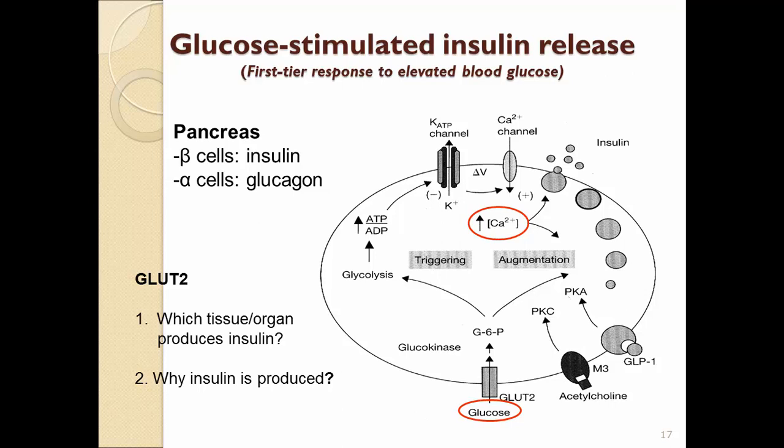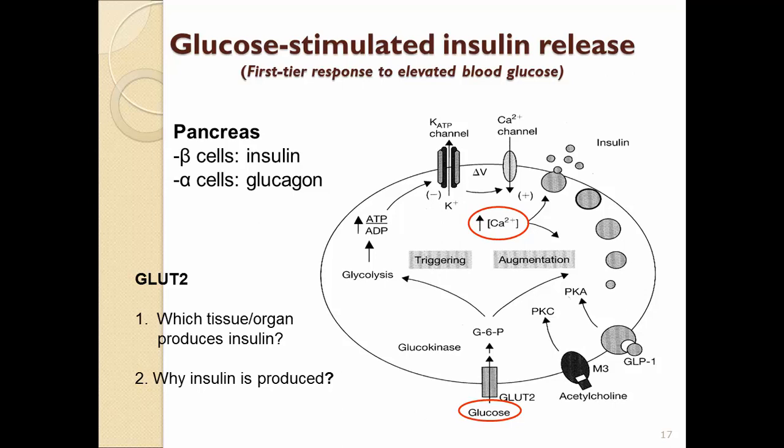So if we think about how our body responds to elevated glucose after a meal, we can consider two different stages, or two different tiers of response. The first tier response, or second tier response, right? The first tier response is that elevated glucose can trigger insulin secretion. So elevated glucose stimulates insulin release. This is the first tier response in our body.